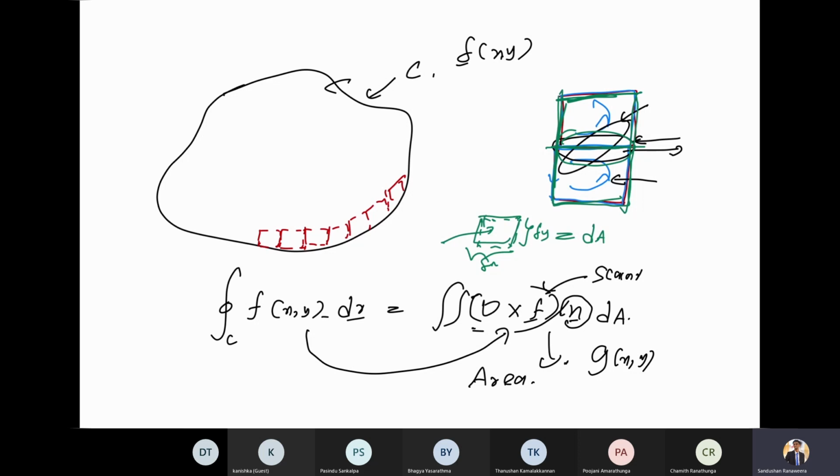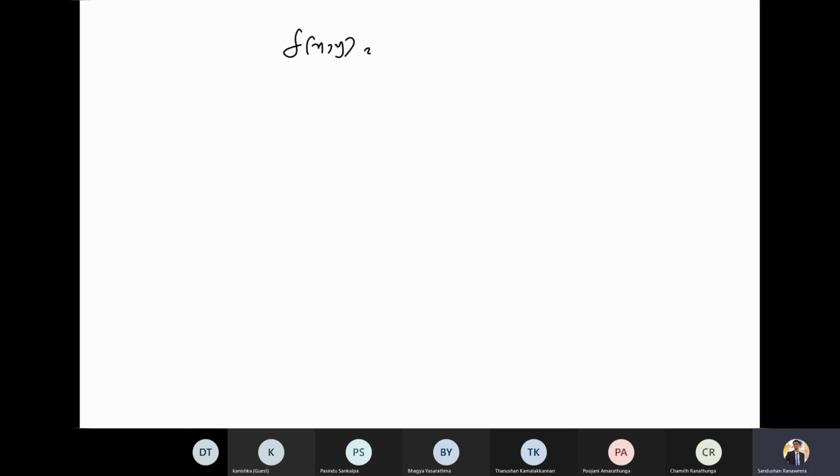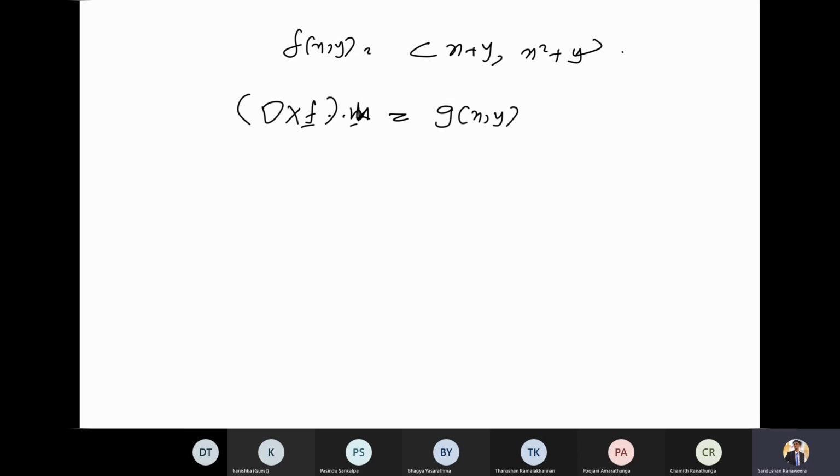Let's say you have some function f(x,y), like x plus y and x squared plus y or something, right? Then you can easily evaluate grad cross f times the normal. In this case your normal vector is nothing but the simple vector k, but sometimes this normal vector can be different. This turns out to be a function g(x,y). It is a scalar, and you multiply with the normal vector, right? If you multiply with the normal vector, you end up with a scalar, and you know how to evaluate these types of integrals. Last time I did that. You evaluate these integrals because it is some sort of a surface.